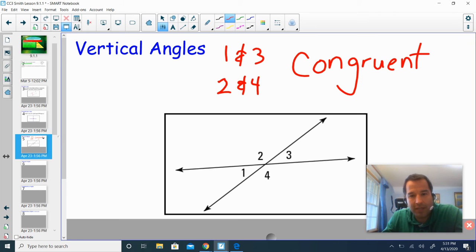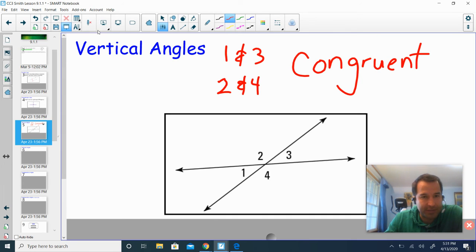Okay, so vertical angles are angles that are across from each other or diagonal from each other, and they're always congruent. Okay. All right, we are halfway done with our definitions here, guys. We got this. Okay, we can do this.